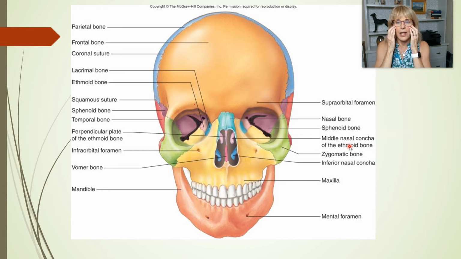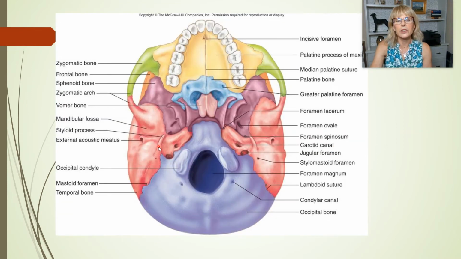Zygomatic bone, right? And your zygomatic bone, as it goes back and gets to about here, comes in contact, see right there? It comes in contact with the temporal bone. And so this little part right here is called the zygomatic process of the temporal bone, because it's the part of the temporal bone that reaches out to touch the zygomatic bone.